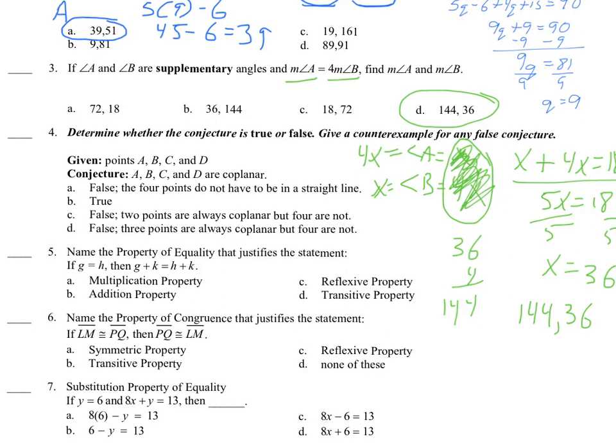Okay, number 4. It says, determine whether the conjecture is true or false. Give a counterexample for a false example. Okay, so A, B, C, and D, we have these points. Our conjecture is that they are all coplanar. They could be coplanar, but just because we have 4 points doesn't mean that they're coplanar. So let's look at the choices here.